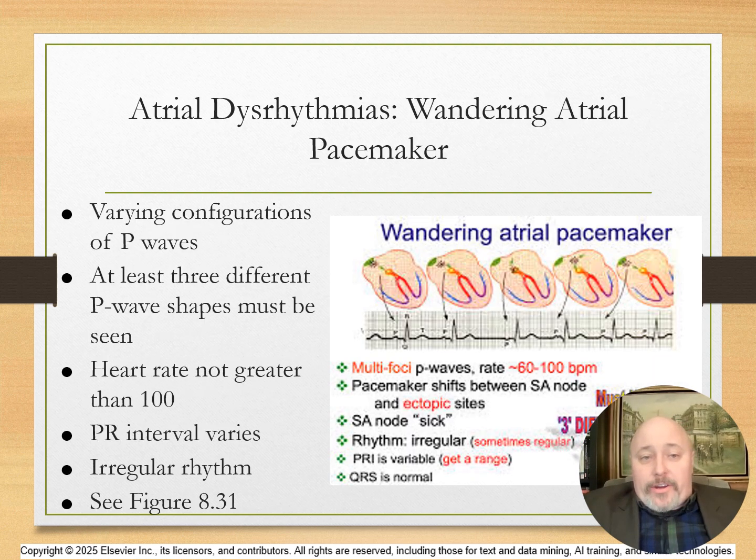Another term you may hear is a wandering atrial pacemaker. And this is a dysrhythmia characterized by at least three different ectopic atrial foci, followed by a QRS complex at a rate less than 100 beats per minute. It also has at least three different P wave shapes that are noted. The P waves in wandering atrial pacemaker can be upright, inverted, flat, pointed, notched, or slanted.